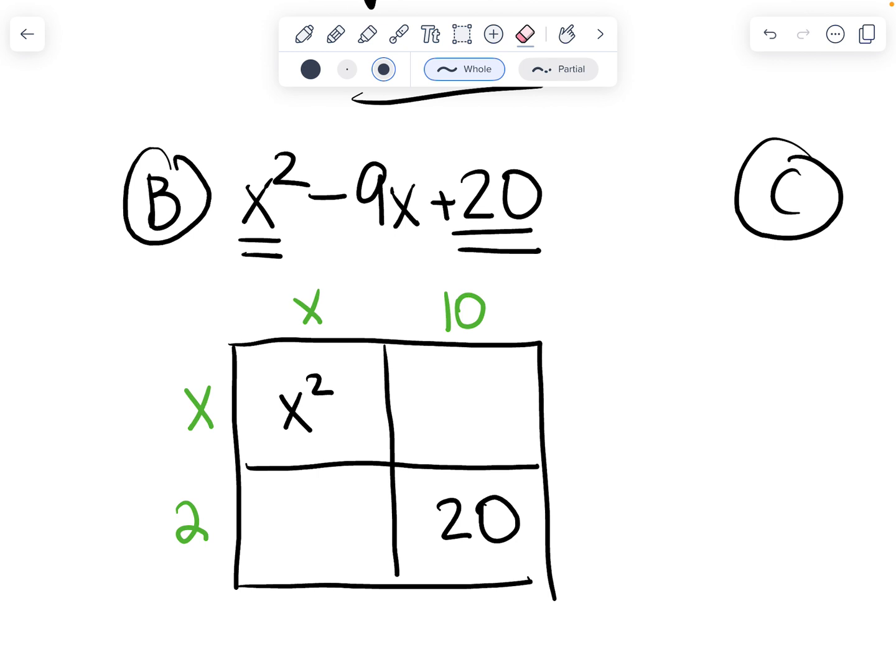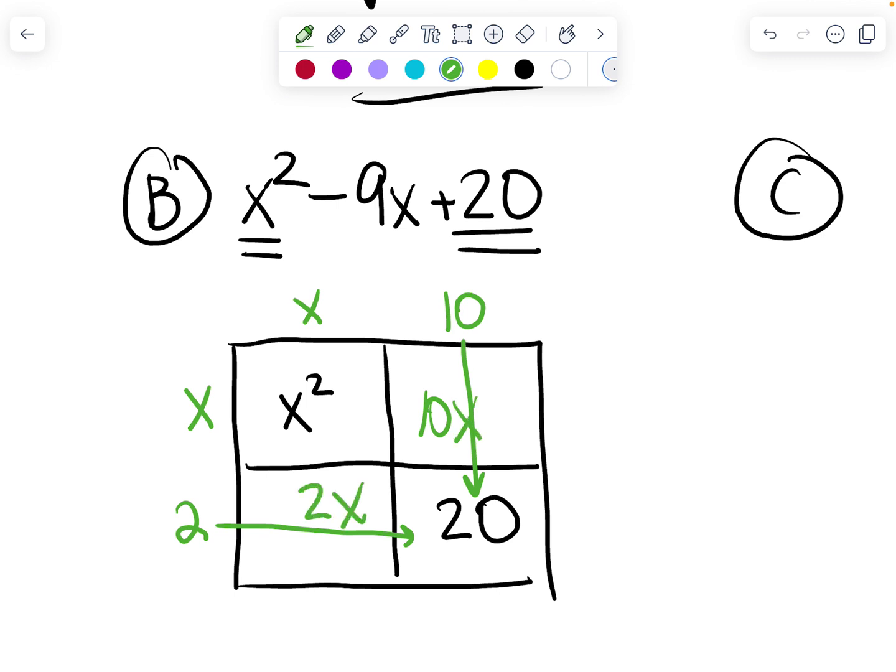You've got to try some things before you figure out if you're right or wrong. So once I figure out that this and this are a match, then I fill in the rest of the boxes. So this would be a 10x and this would be a 2x. And that diagonal together better be the middle. If it's not a match, then something went wrong.